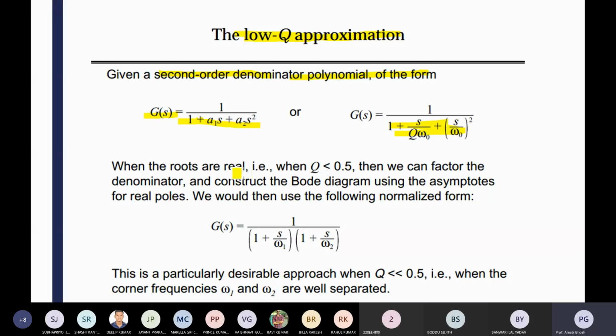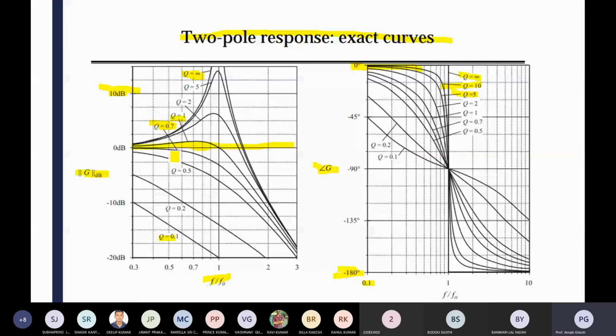But in real loop, when the Q value is less than 0.5, means below the 0 dB line, you can see that value is less than the 0 dB line. Okay, that is 0.5. Here you can see that Q value is 0.5. Moderately, normally we are selecting that Q value as 0.6.